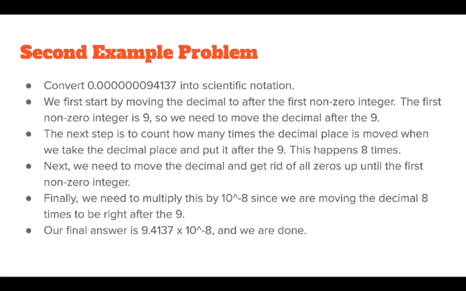This happens 8 times. Next, we need to move the decimal and get rid of all the zeros up until the first non-zero integer. This would result in 9.4137. Finally, we need to multiply this by 10 to the negative 8th, since we are moving the decimal 8 times to be right after the 9. Our final answer is 9.4137 times 10 to the negative 8th, and we are done.